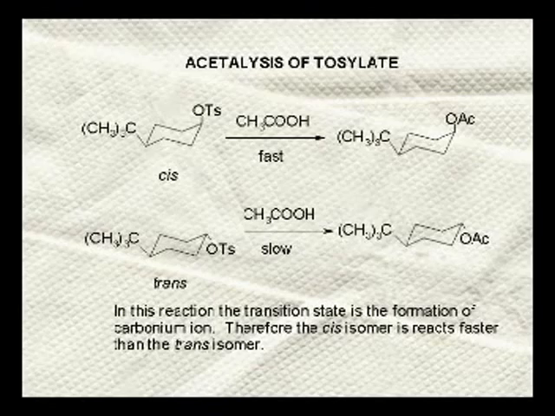In the mechanism of this acetolysis of tosylate, carbonium ion formation is the intermediate. So in the first step, the rate determining step, the leaving group OTs minus goes out. Whenever we find a leaving or elimination reaction, the outgoing group will be from the sterically hindered area. In the cis isomer, we have the OTs at the axial position, so the OTs will go out as OTs minus very easily. So the cis isomer reacts faster than the trans one.